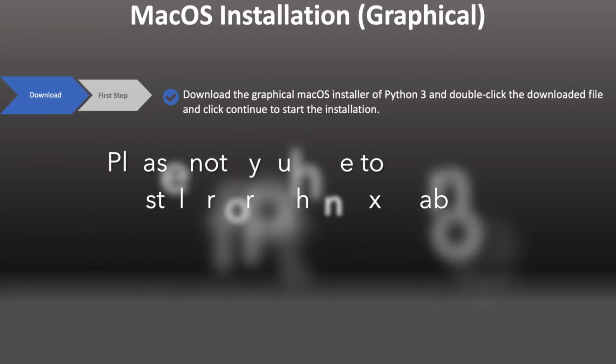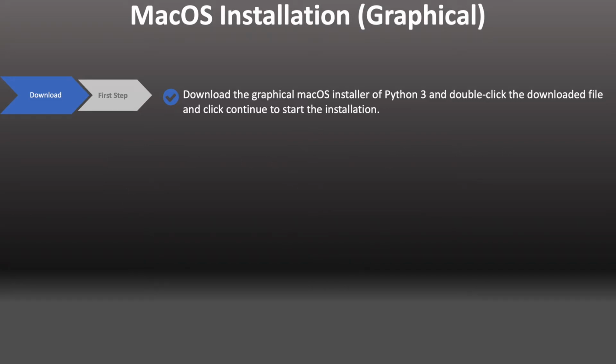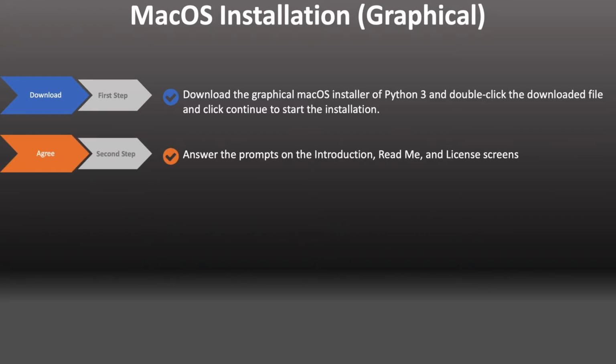So now let's discuss the installation of Anaconda on macOS. The first step would be to download the graphical macOS installer for Python 3, double click the downloaded file and click continue to start the installation. The next step would be to answer the prompts on the introduction, readme and license screens.